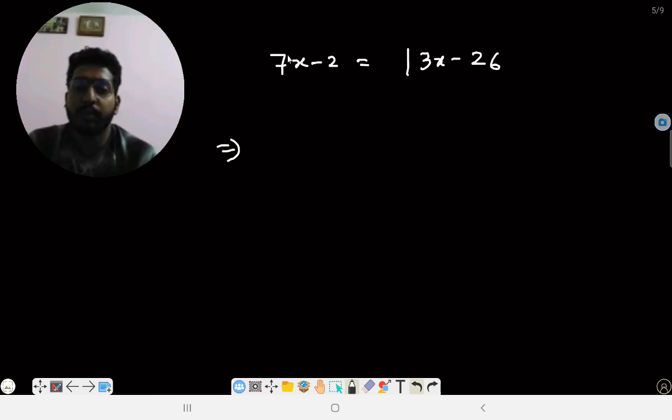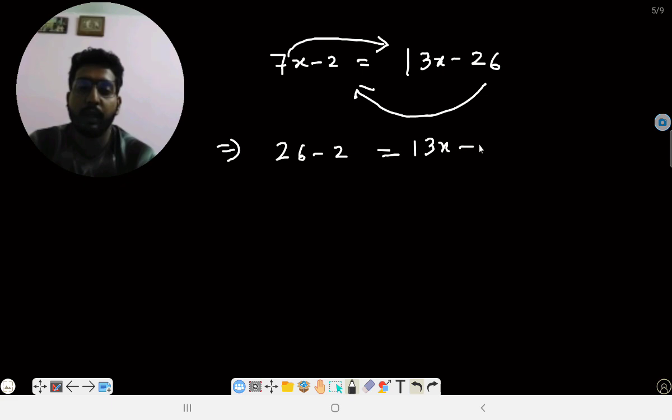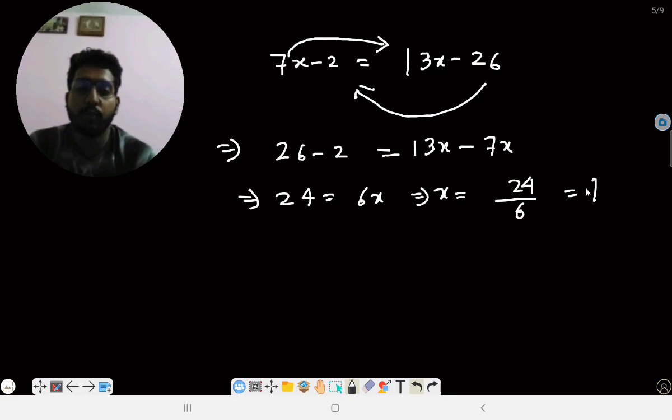Now same thing, linear equation, 7x will come here and 26 will come here. That means 26 minus 2 equals 13x minus 7x. So that means 24, and that is 6x. So x will be 24 by 6. 24 by 6, that means 4. Okay, so that means x is here 4 years.